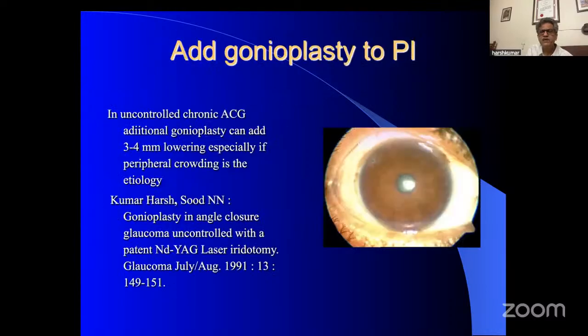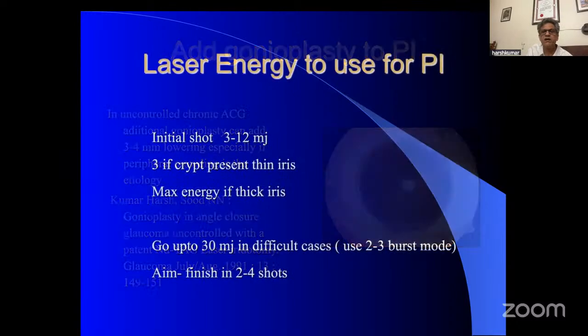A very interesting fact is about a patient who is plus minus controlled with a peripheral iridotomy and medications. We did a paper with Professor Sood, which showed that if some of the angles are open, even in this chronic angle closure, then you do an iridoplasty all around 360 degrees. And then a lot of these patients can be well controlled. A 3 to 4 millimeter lowering can be achieved for quite some time.